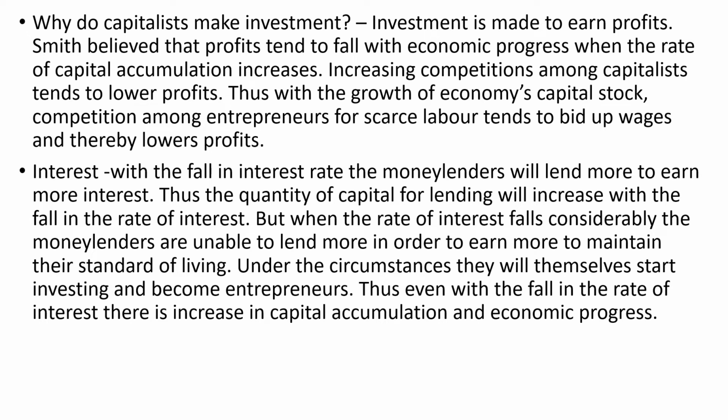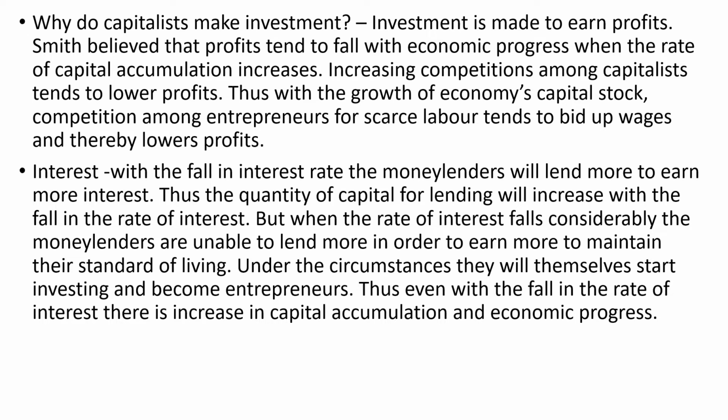Then the next important aspect is investment. In Adam Smith's theory of growth, it is the capitalists rather than the laborers who make investment. Laborers cannot make investment because they get a subsistence wage, which would be only enough for their consumption needs. So it is the capitalists who get profits from their accumulation, and as a result they go for investment. They go for investment because they need profit. And as per Smith, profit tends to fall with economic progress when the rate of capital accumulation increases. Increased competition among the capitals would lead to a reduction in profit, and as a result entrepreneurs would face many problems in the economy when they have lower profit.